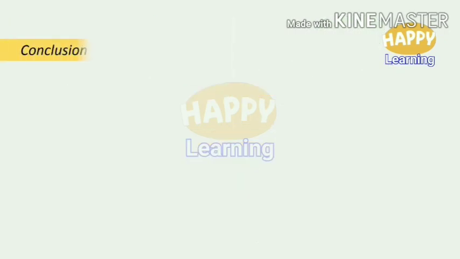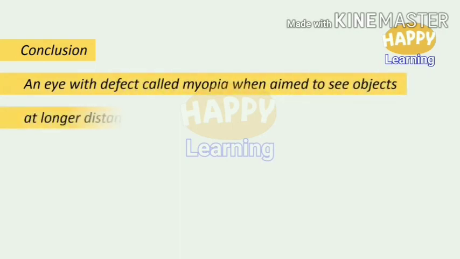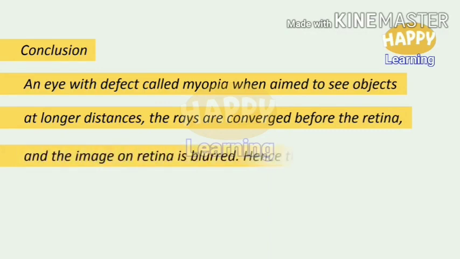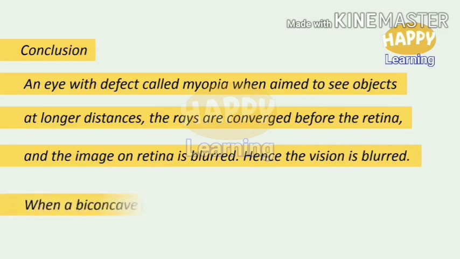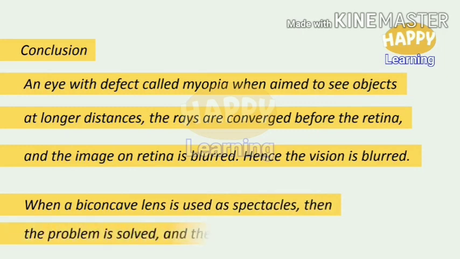Conclusion. Any eye with the defect called myopia, when aimed to see objects at longer distances, the rays are converged before the retina and the image on the retina is blurred. Hence, the vision is blurred. When a biconcave lens is used as spectacles, then the problem is solved and the vision is clear.